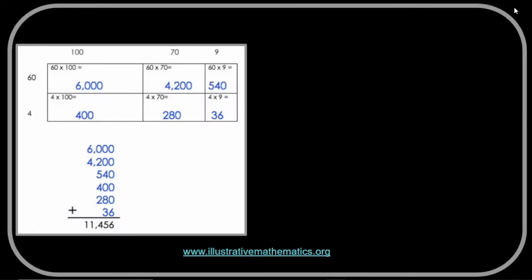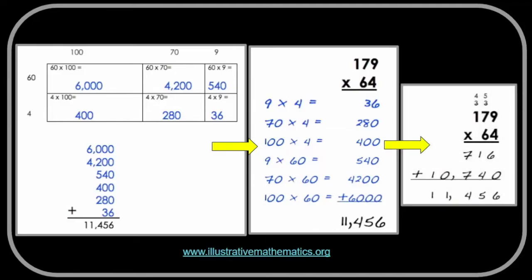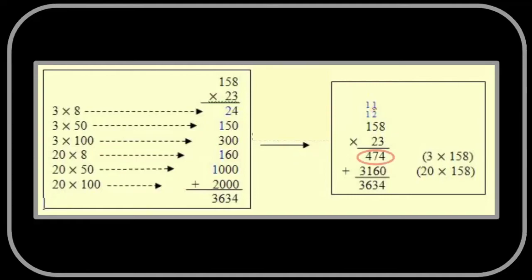As students in your classroom use different strategies to solve the same problem, it is critical for students to see these different strategies side by side so they can look for connections between algorithms. For instance, ask students, where is the 474 in the representation on the left? It is the sum of the first 3 partial products. And where is 3,160? Students should see it as the sum of the last 3 partial products.